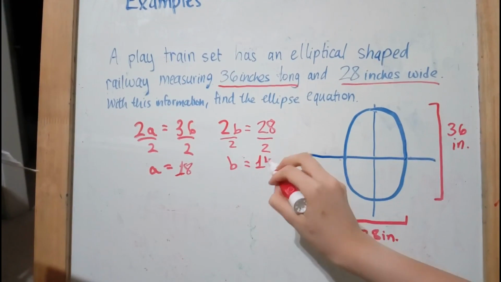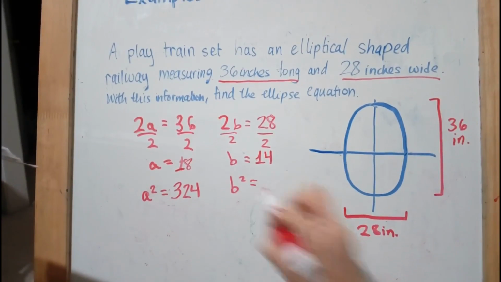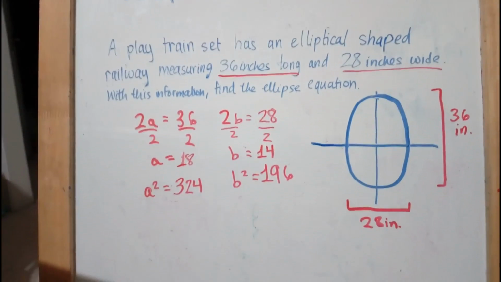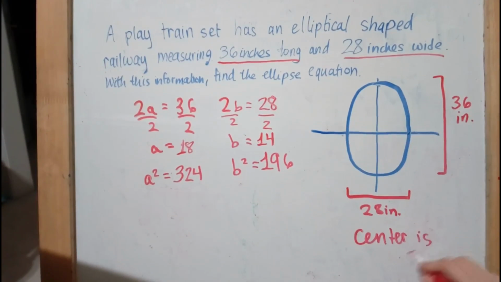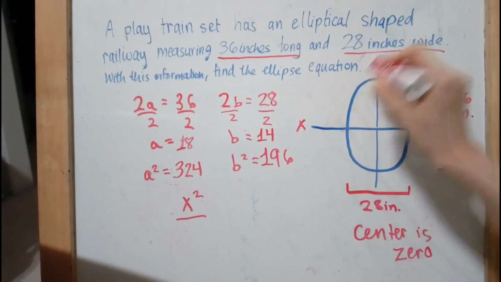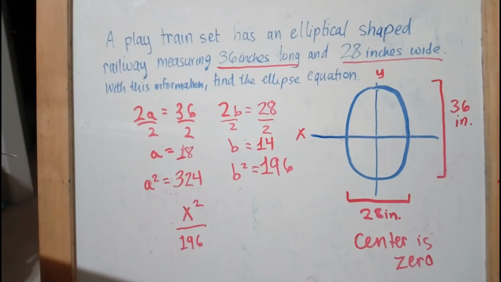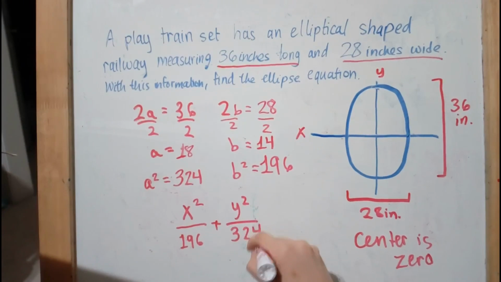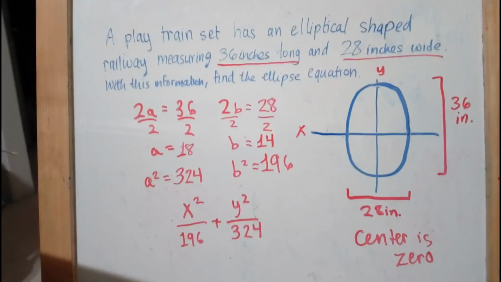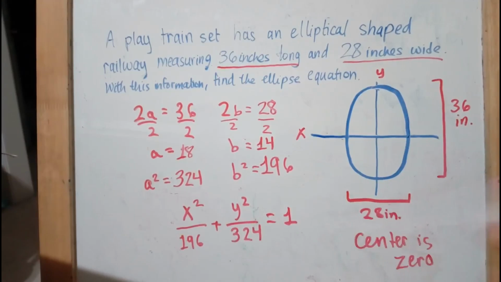Then 28 inches wide will be the minor axis. So we can set it equal to 2b to get b is equal to 14 and b squared as 196. And so simply put, we can put it in the equation as x squared over 196 plus y squared over 324 is equal to 1. And in this, we can see that the center is 0 since it made no mention of the center being elsewhere.